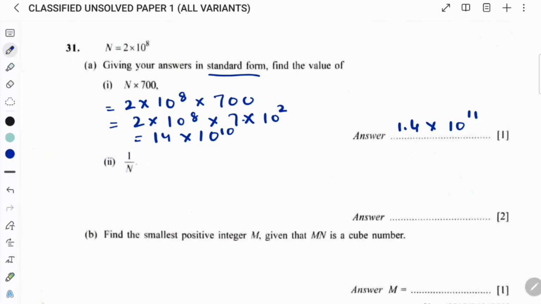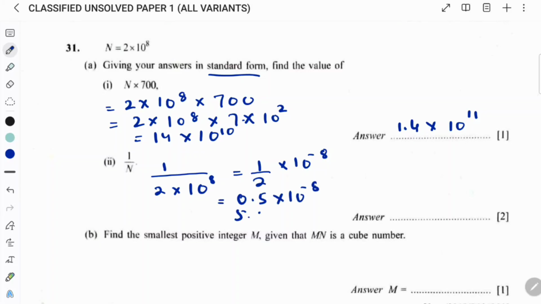They are asking you 1 upon n. 1 upon n means 1 upon 2 into 10 to the power of 8, means 1 upon 2 into 10 to the power minus 8. 0.5 into 10 to the power of minus 8. 5.0 into 10 to the power of minus 1 and minus 8. Altogether it will become minus 9.